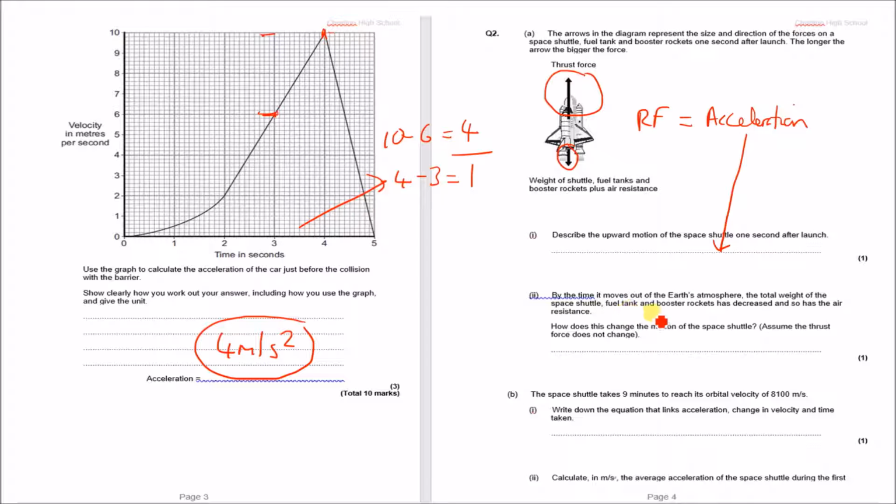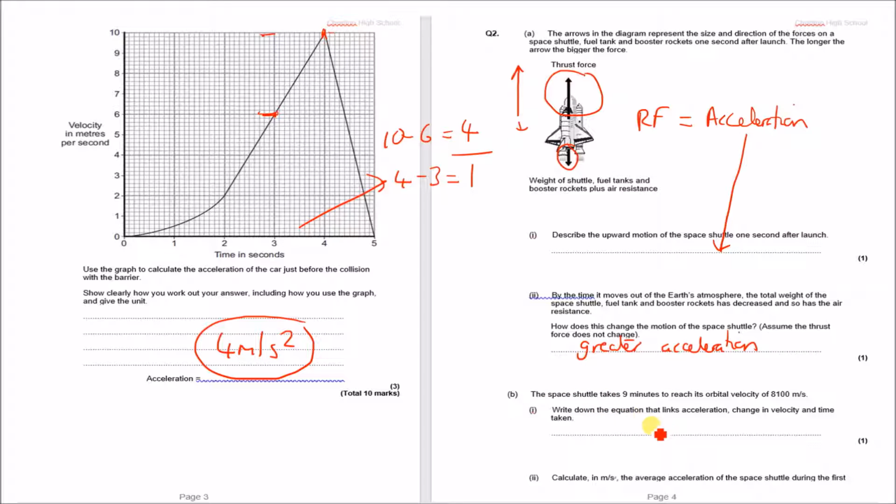By the time it moves out of the Earth's atmosphere, the total weight of the space shuttle fuel tank and booster rockets has decreased, and so has the air resistance. How does this change the motion? Well, if we've got a greater resultant force and an even smaller resistive force, we're going to have a greater acceleration. The size of the acceleration is dependent on the size of the resultant force. The greater the resultant force, the greater the acceleration.